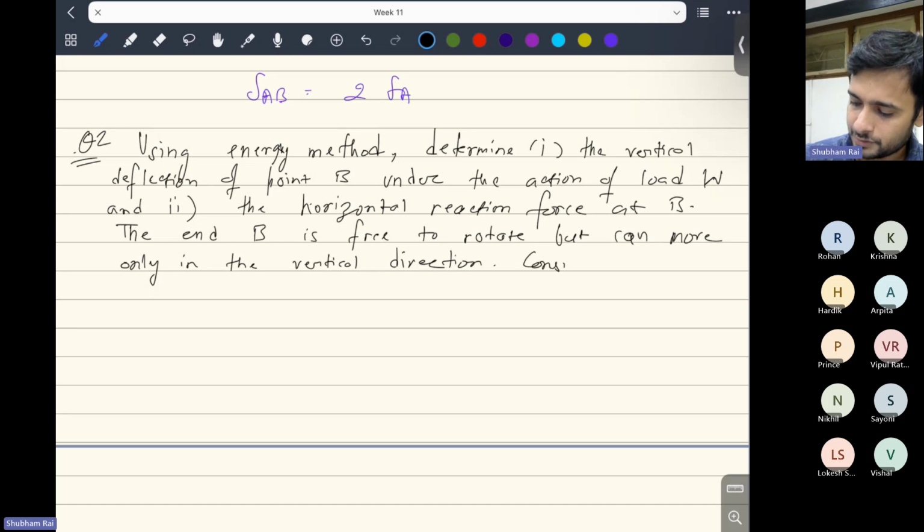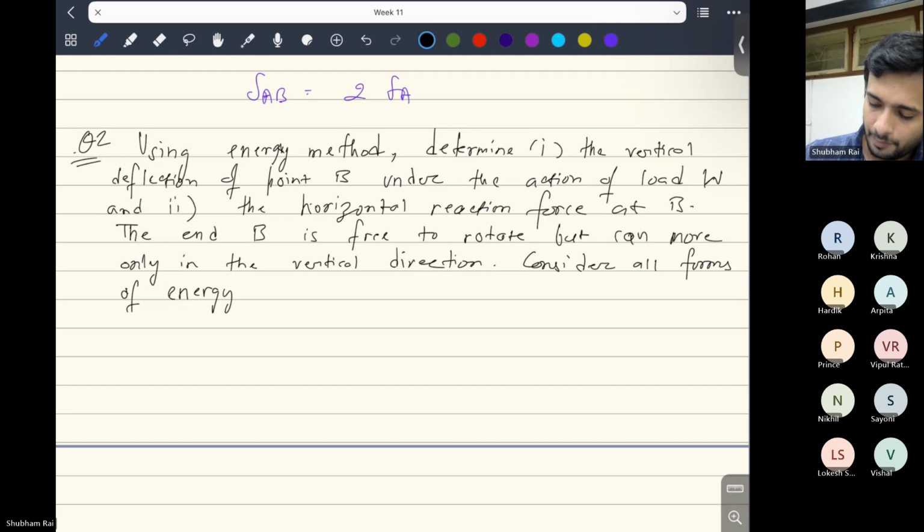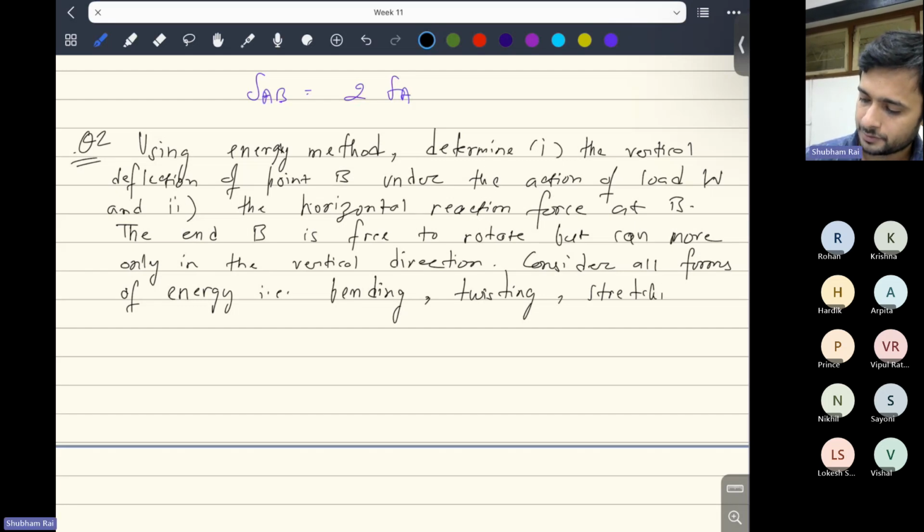So what you have to do is consider all forms of energy. That is bending, twisting, and stretching. There will be three energies here, as well as shearing energy. So here you have to consider all kinds of energy.